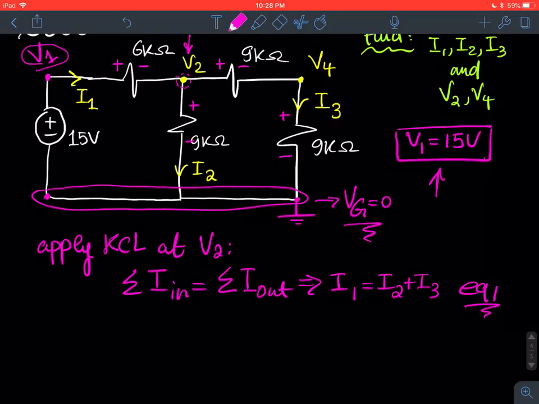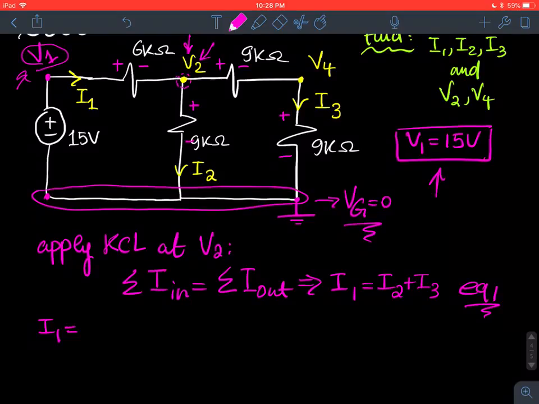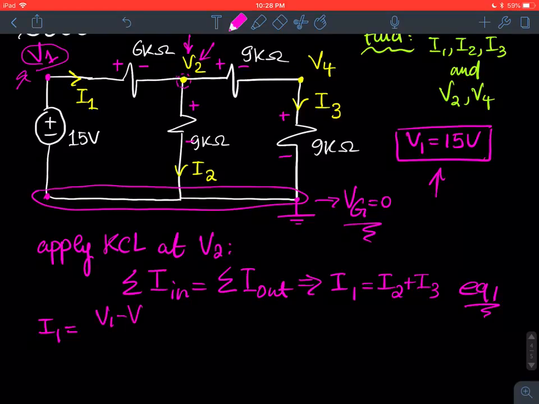So now I1 equals, it goes from V1 to V2. So it's V1 minus V2 over 6 kilo ohms.